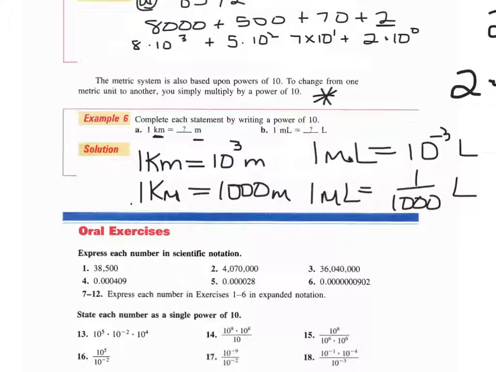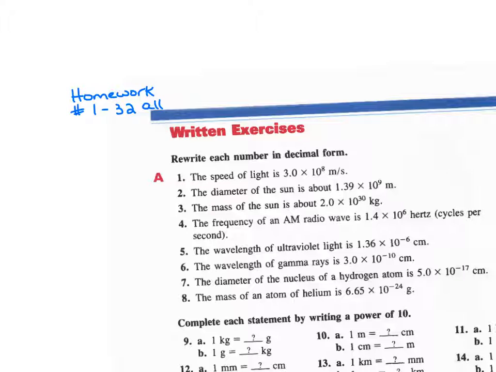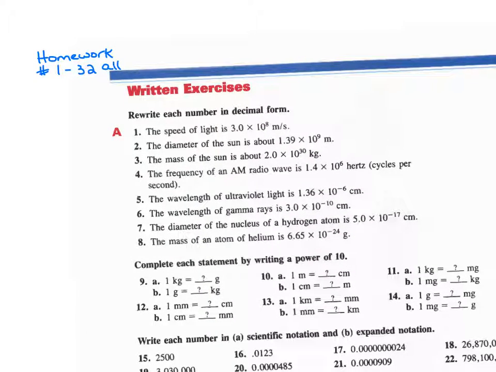Again, when I teach the metric system, I teach that little acronym: King Hector drinks basically delicious chocolate milk, and then you can just move your decimal point. However many times you move your decimal point, that would be your exponent. So this is how we could tie that little acronym into scientific notation. Your homework for the scientific notation is going to be 1 through 32 all. And then tomorrow we'll go over these answers and then review for your quiz.